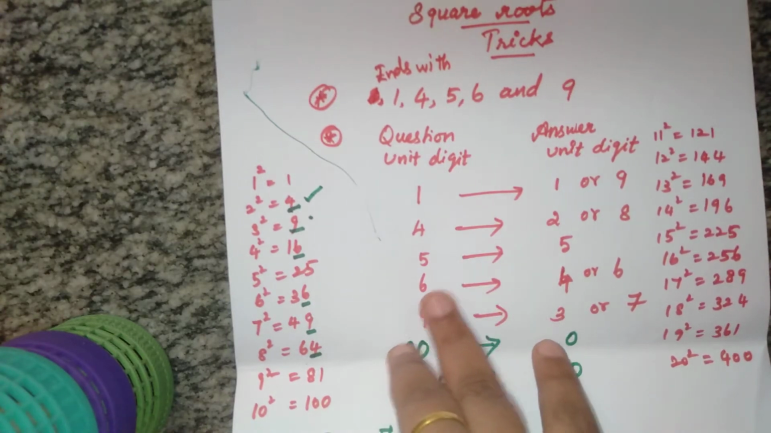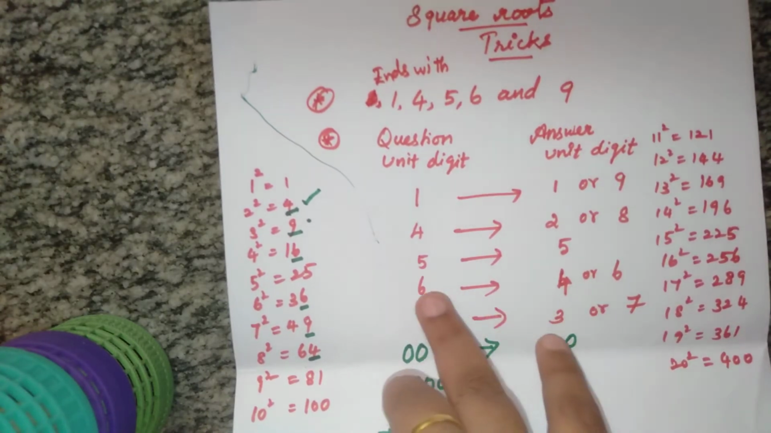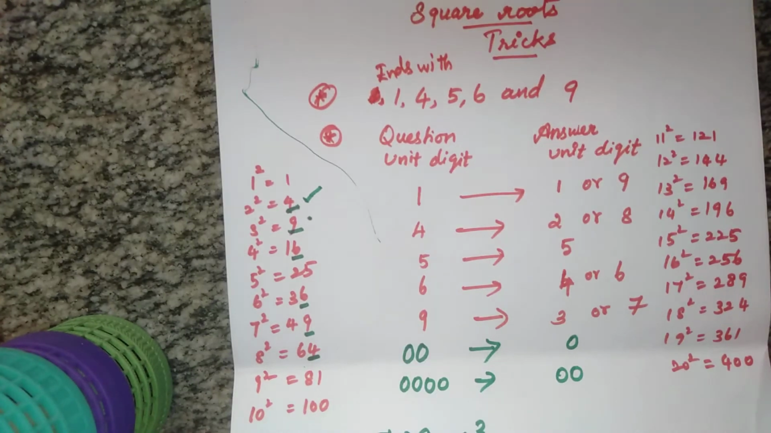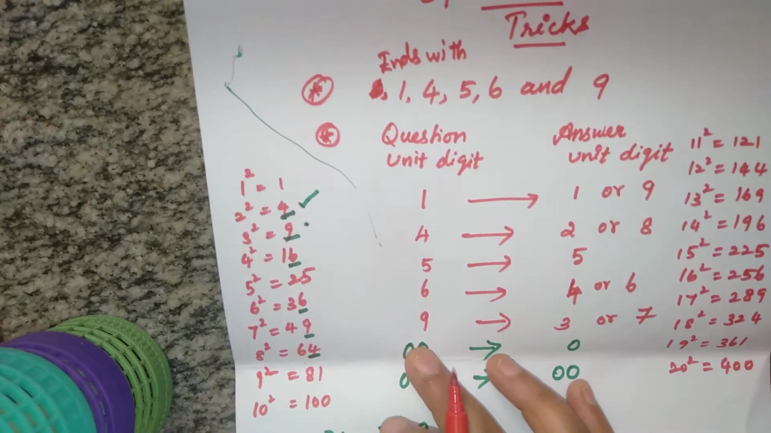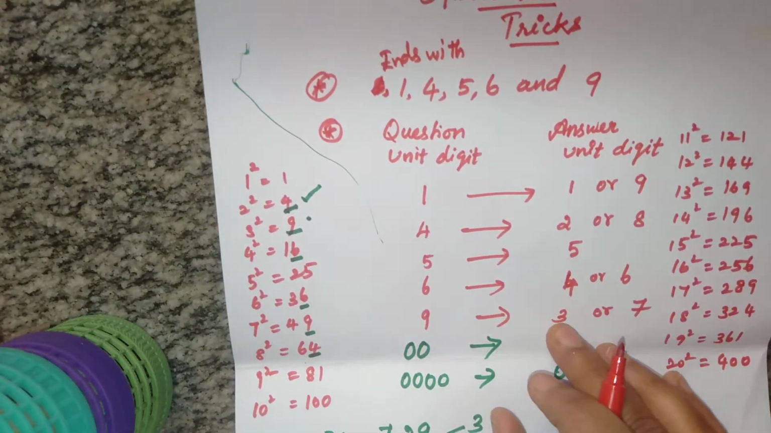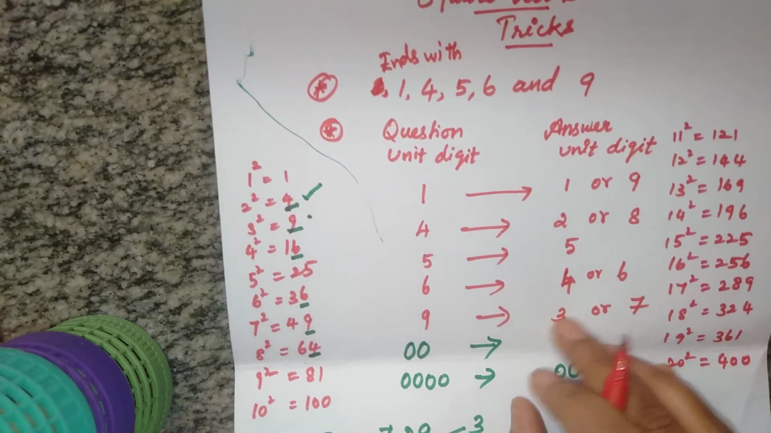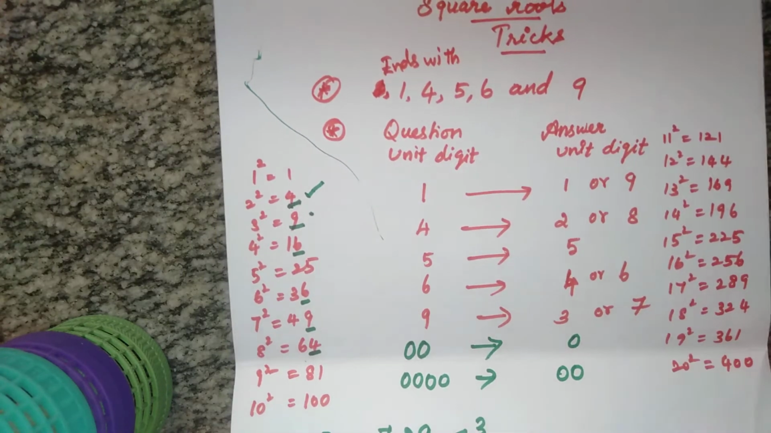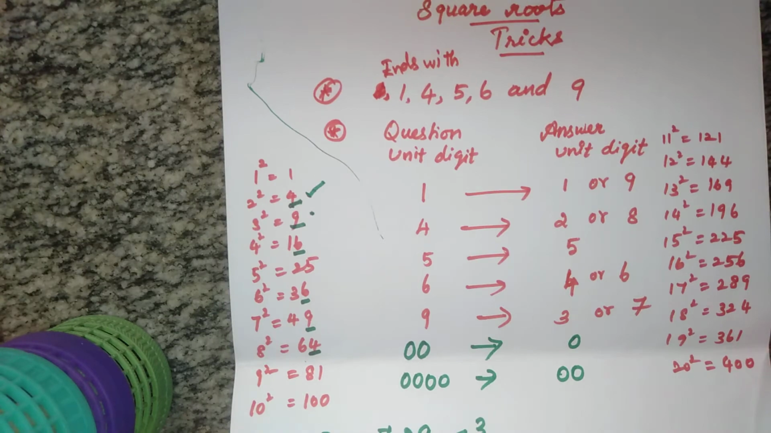6 means 4 fours are 16 or 6 sixes are 36. Next, 9 means the possibilities are 3 and 7. 3 threes are 9, 7 sevens are 49. That is the unit digit. Is it clear, children? Okay.